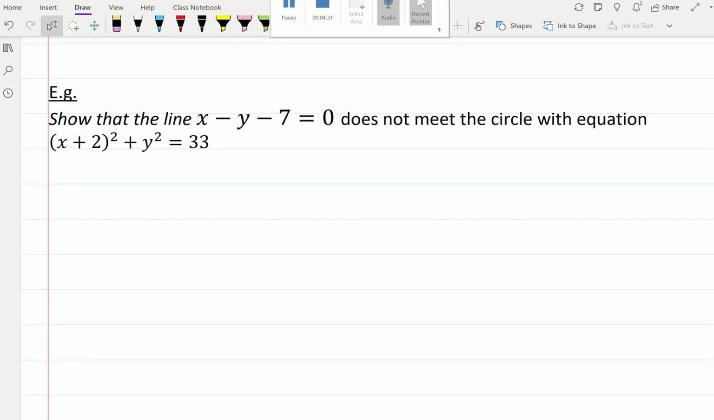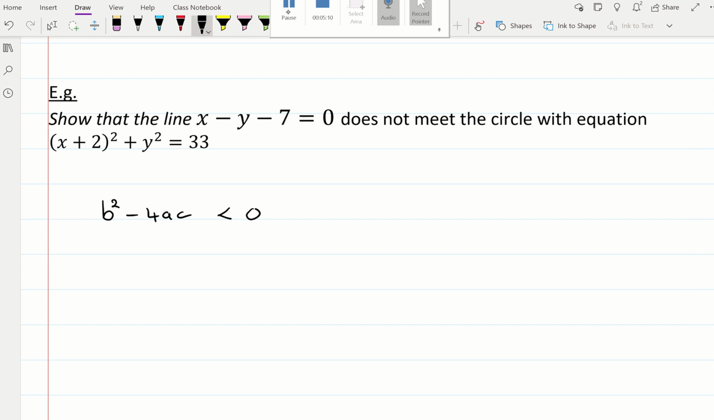This is another question, and it says show that the line x minus y minus 7 equals 0 does not meet the circle with the equation (x plus 2) squared plus y squared equals 33. Well, if lines do not meet, that means that b squared minus 4ac must be less than 0, must be a negative number. So let's firstly equate them. We have to have a quadratic that equals 0 before we can use b squared minus 4ac.